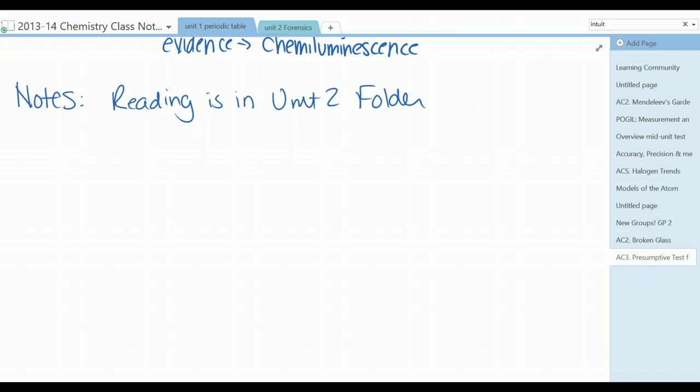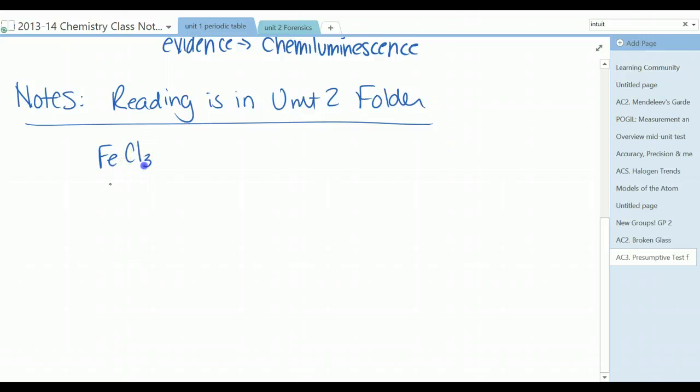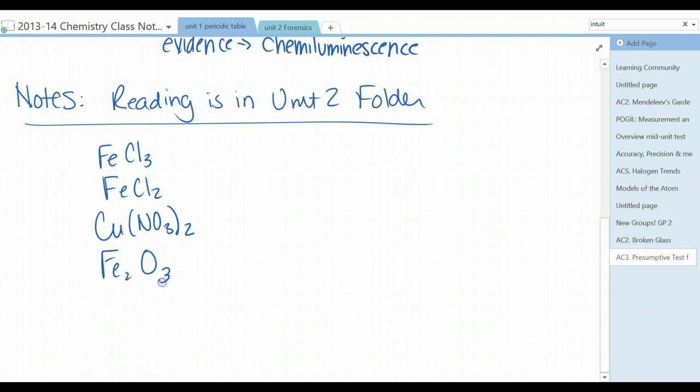The first thing that I want to talk about is the things that you tested. You tested iron 3 chloride, iron 2 chloride, copper 2 nitrate, and rust, which was iron 2 oxide, iron 3 oxide. These things and how to name them is something we're going to be going over at the end of this activity, but I wanted to talk a little bit about how to figure out the charge on those ions, which was what it asked you to do in the procedure.